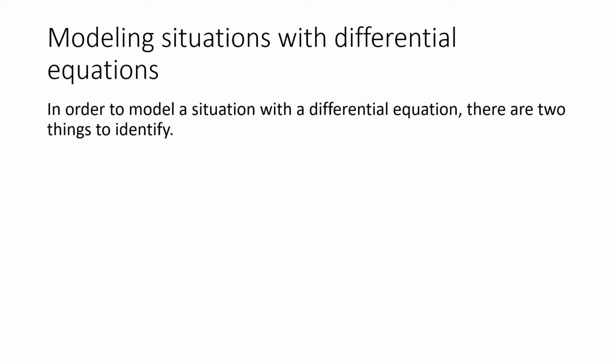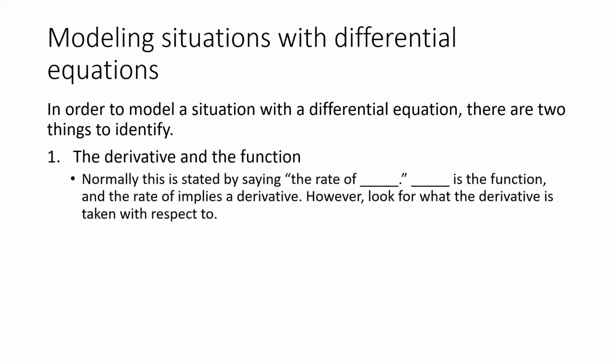Now, how do we model situations with differential equations? In order to model a situation with a differential equation, there are two key things to identify first: the derivative, pretty obvious, and the function. This is stated in word problems by saying the rate of blank increases or decreases by. Blank is usually the function. An example is the rate that the population of rabbits increases by. The population of the rabbits is the function we're looking at and potentially trying to solve for, and the rate of implies a derivative. In this case, it's a time derivative. However, look for what the derivative is taken with respect to, but most likely it's going to be time.